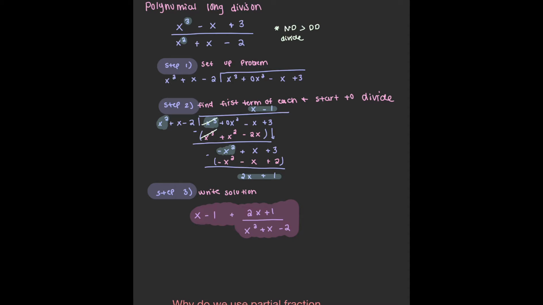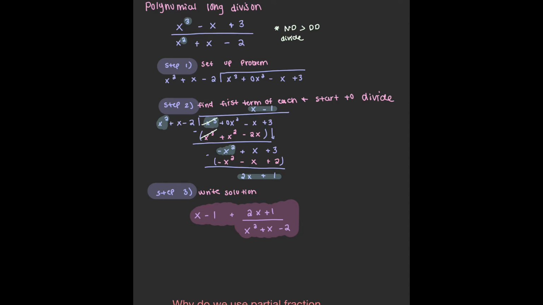One important thing that I want to show is that I wrote a 0x squared here. There's not an x squared term in this problem, but you really want to have that 0x squared in there. So the next step is to look at the first term. As you can see, I highlighted the first terms here. The first term on this is an x squared, and the first term in here is an x cubed.